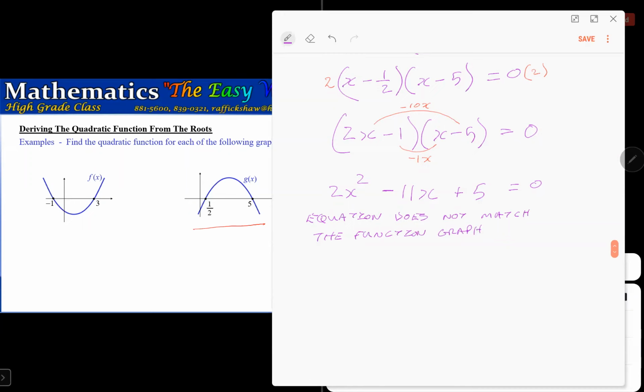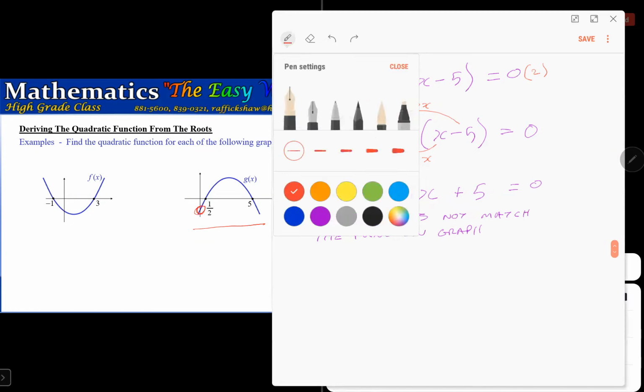How do we know it doesn't match? Because this is a positive x squared term, which would be a smile, but we actually have a frown. So that is why they don't match. In addition to that, my y-axis intercept for this one would have to be positive, but this graph has a negative y-axis intercept, right? So they don't match. So to get them to match, what I do is multiply by -1.